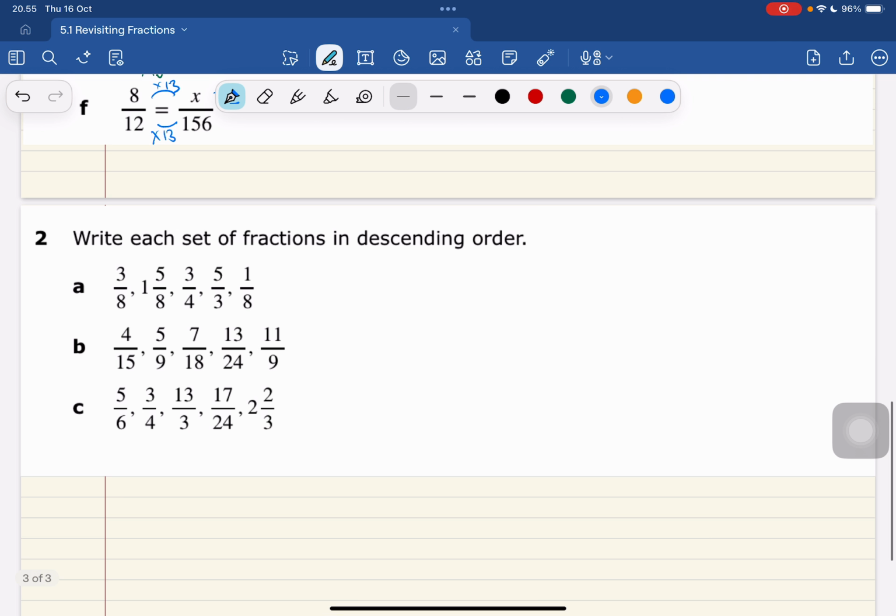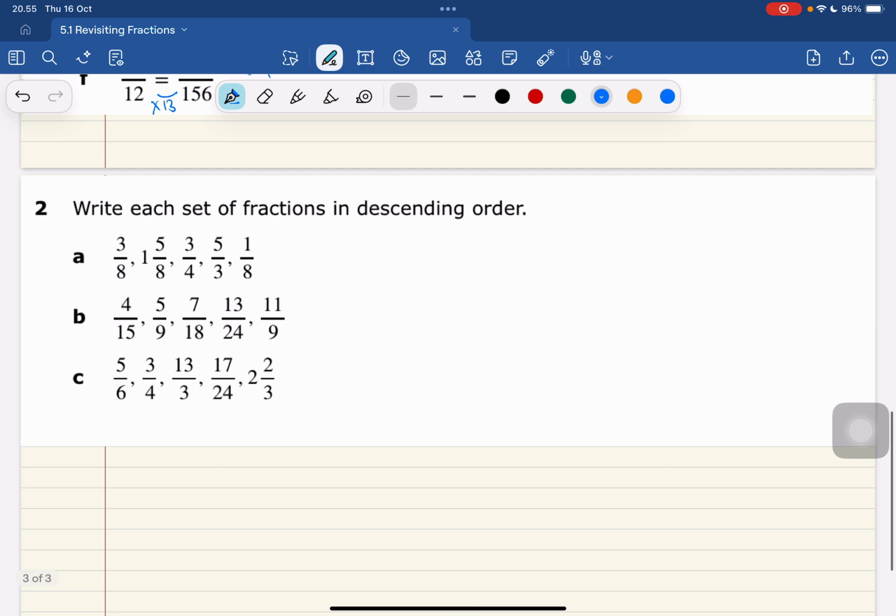Okay, there it is. Number 2, write each set of fractions in descending order. So look at it. This is 5/8, 3/4, and 13/24 and so on. So let us make them equivalent fractions, where all the denominators are the same, which is 24, their lowest common multiple. So 24.